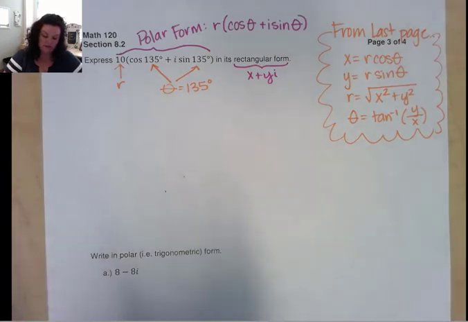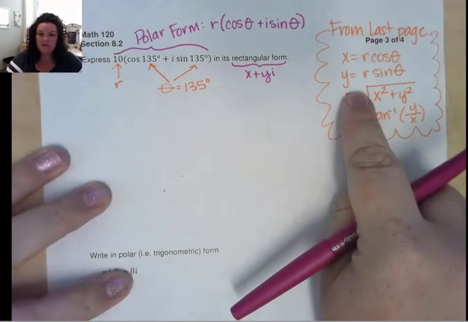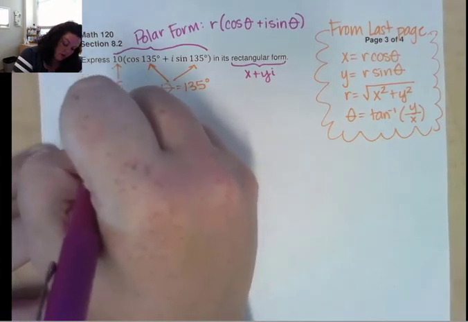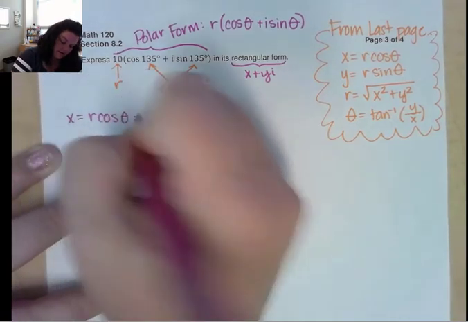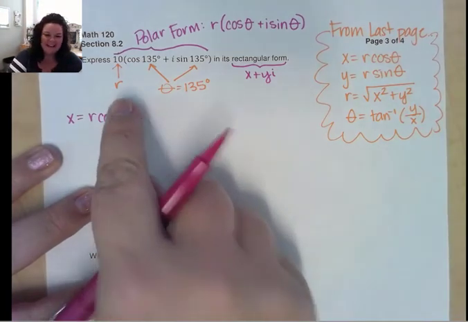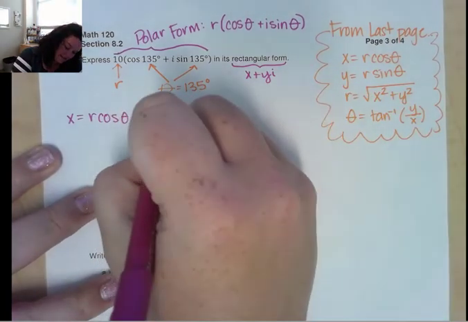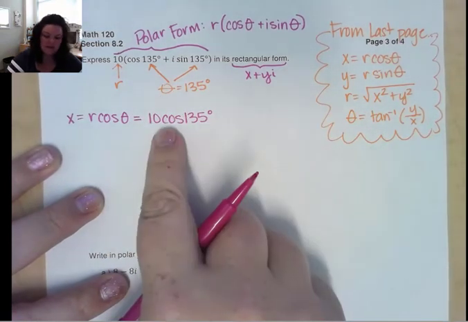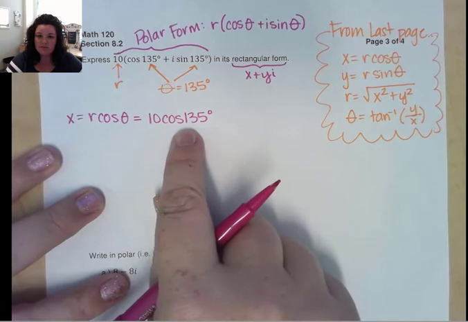So all I'm going to do is look at my little shortcut over here from the last page. x is equal to r cosine theta. So our r is 10 times the cosine of 135 degrees. And now I just need to simplify this, right?